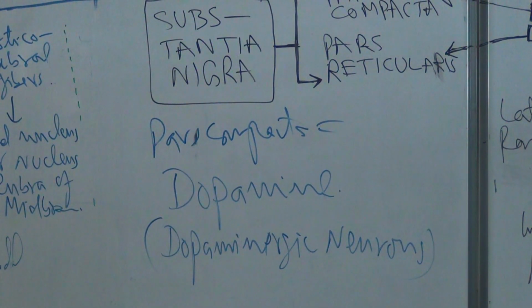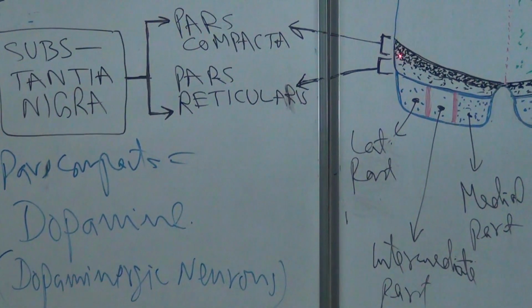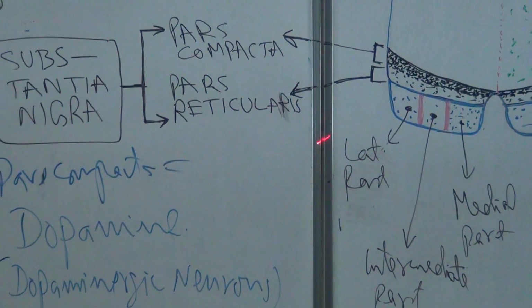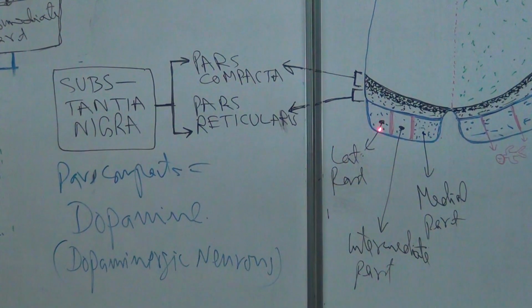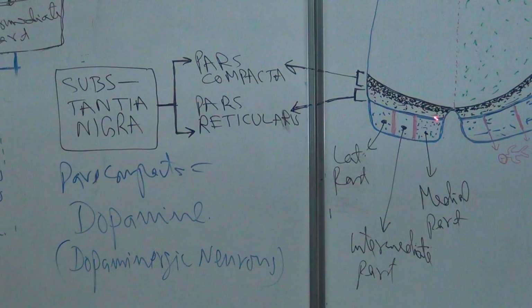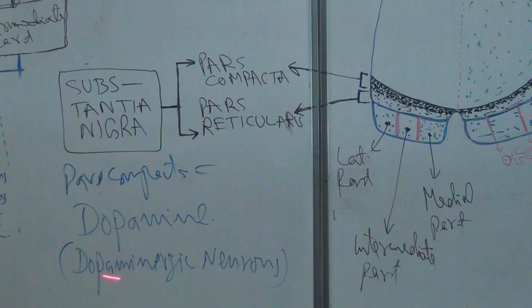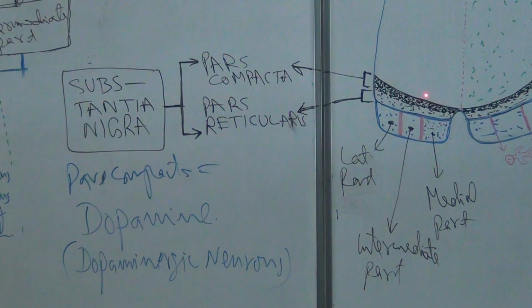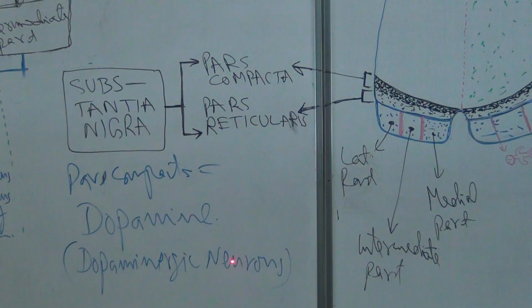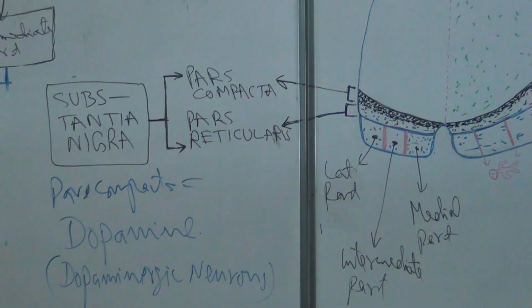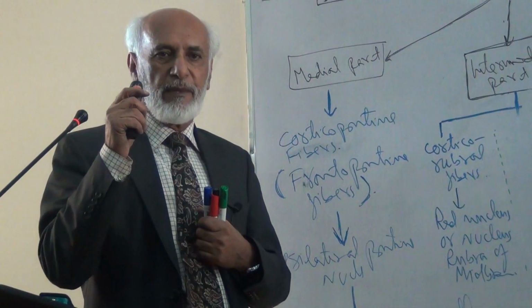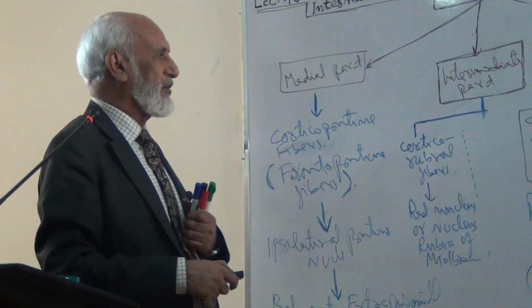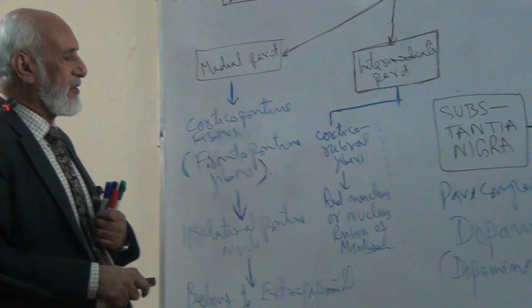Now the substantia nigra appears dark even to the naked eye in a fresh section. Why? Because the neurons contain neuromelanin and iron. And the neurons of the pars compacta contain dopamine. So the neurons of the pars compacta of the substantia nigra are dopaminergic neurons. The structure of the substantia nigra is the same throughout the midbrain, from its upper end to its lower end. No structural differences, just like the structure of the crus cerebri.